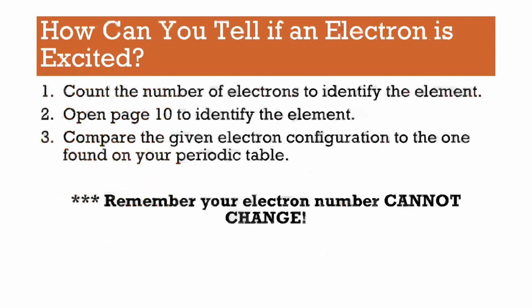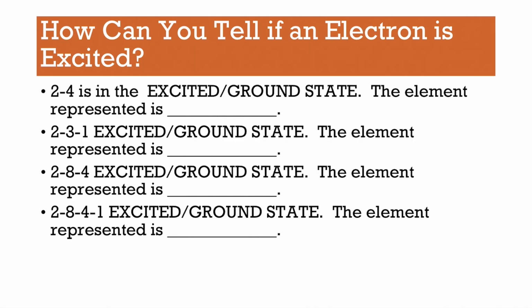Another common question is, how can you tell if an electron configuration is excited or not? Your first step should be to count the number of electrons to identify the element, and then open up to page 10 or the periodic table. If the electron configuration matches exactly the one on the periodic table, then it is ground state. If it has the same number of electrons but the numbers don't match up exactly, that is excited state.